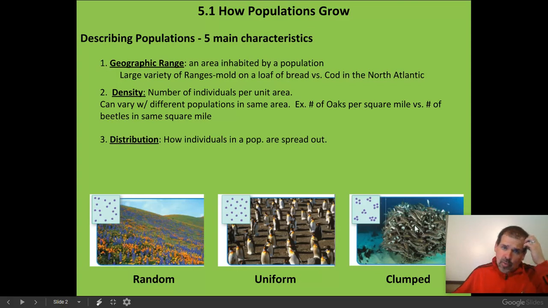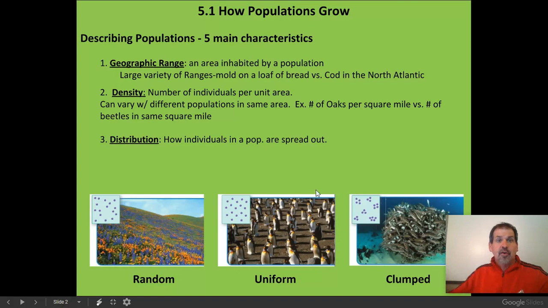I do want you to pause the notes here for just a moment. You don't have to draw these pictures, but I do want you to draw a little square and randomly put in some dots and label that as random. Draw one that has more even distribution and label that uniform, and draw one that has these clumped like this. So again, go ahead and pause and draw these three squares with these appropriate labels.